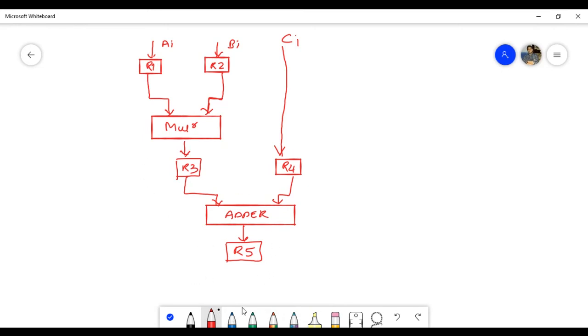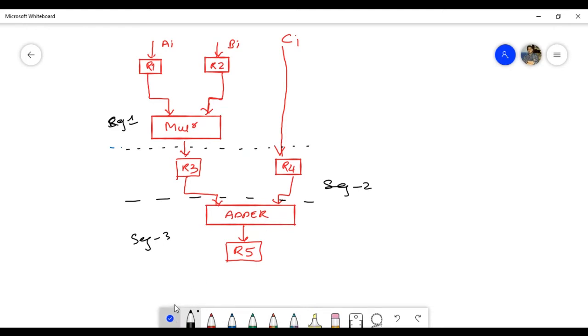Just for easy understanding, till here it is segment one. Sorry. Till here it is segment two. Till here it is segment three. Okay, so three segments here. So we have represented this in terms of a flowchart.